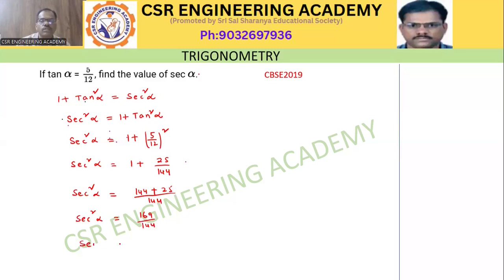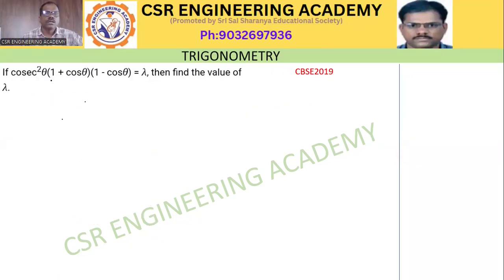Therefore, secant alpha is equal to root of 169 divided by 144. Secant alpha is equal to root of 169, 13, divided by root of 144, 12. Secant alpha is equal to 13 by 12.